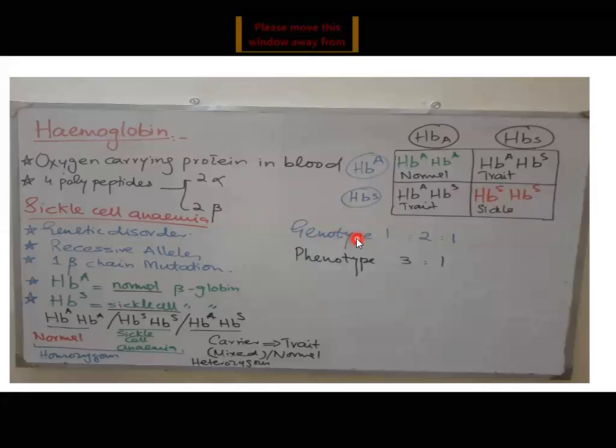The genotype means the combination of the genes. So the genotype ratio is 1:2:1, right? And the phenotype is that three behave like normal, right? And one is specifically sickle celled. So it means that the phenotypic ratio is 3:1. So this is a kind of genetic diagram. If you people are asked to make a genetic diagram, how to make a genetic diagram, inshallah we will discuss later on very clearly in the next sessions. Okay.